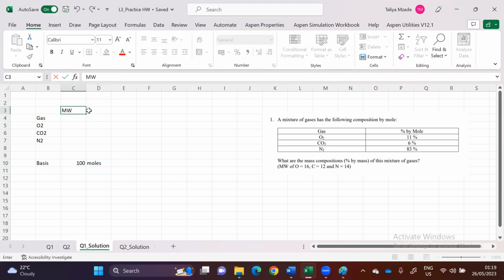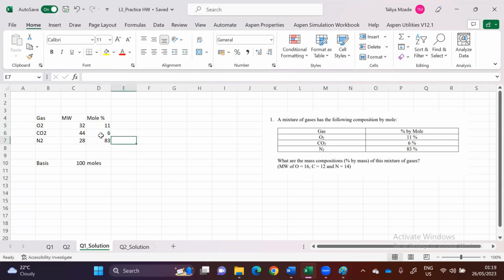Next, let's define the molecular weight. The molecular weight of a gas is equal to atomic weight multiplied by the number of atoms, so it will be 32, 44, then 14 multiplied by 2. Okay, next, let's go to the mole percentage. This is the composition. Compositions are given as 11, then 6, then 83%. This is percentage, but as fractions, it will be 0.11, 0.06, 0.83.